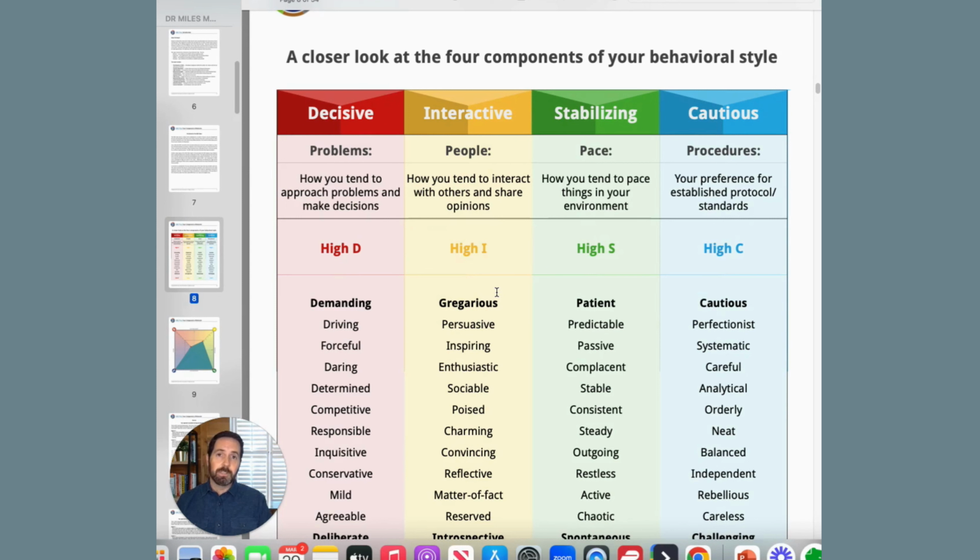C is how you go about procedures. So C is cautious. It means your preference for staying inside of the lines. High C's tend to be a little bit more detailed, a little more regulatory, and follow procedures. So high C's tend to be a little bit more on the system side of things.